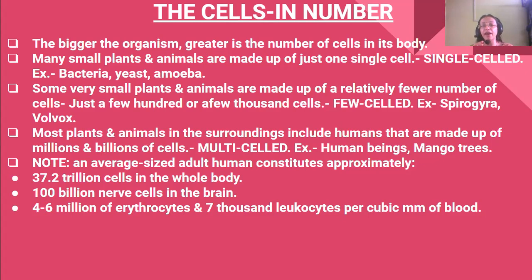There's a note that an average-sized adult human consists of approximately 37.2 trillion cells in the whole body. See how many cells are present in the human being itself. Then 100 billion nerve cells are there in the brain, 4 to 6 million erythrocytes and 7,000 leukocytes per cubic millimeter of blood are present. Can you imagine how many cells are present in our own body?